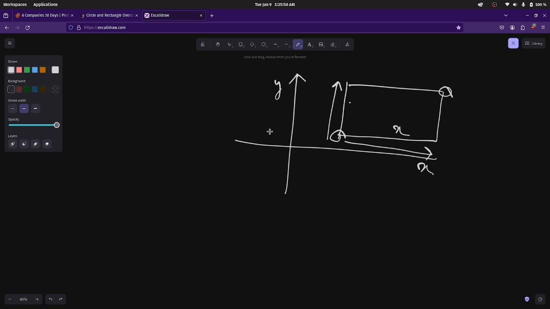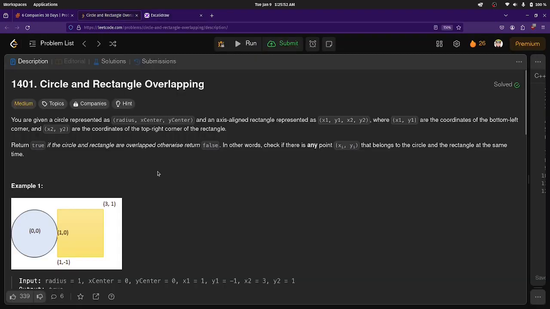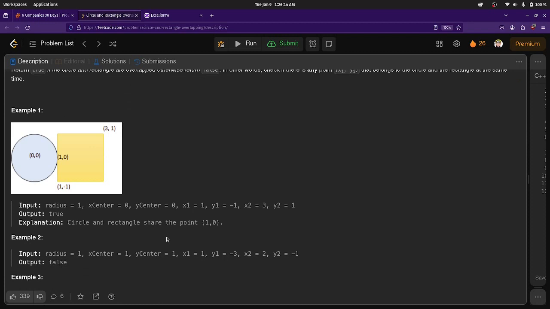Return true if the circle and rectangle overlap, otherwise return false. In other words, check if any point x1, y1 belongs to the circle and the rectangle at the same time. From this example we understand that we also have to consider tangents. Like this line is tangent to the circle and it touches at only one point. This will also be considered an overlapping case. So if the circle just touches the rectangle, it is also considered an overlapping case.